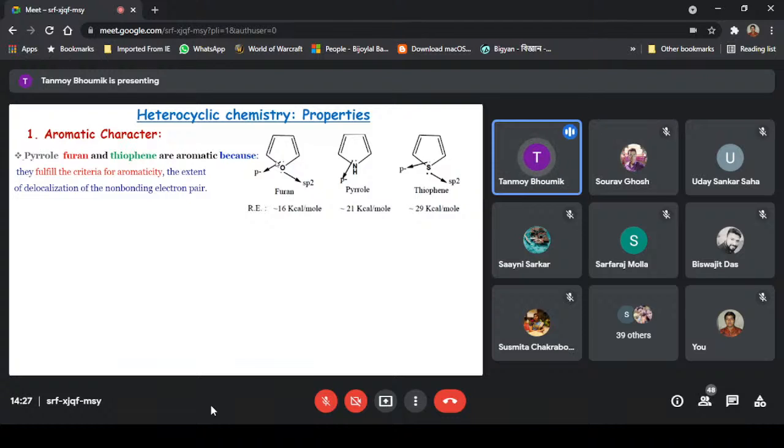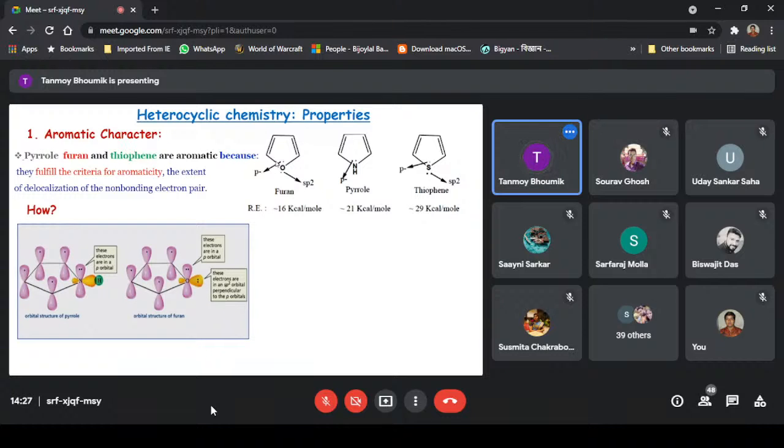Similarly, pyrrole is also an aromatic compound, and thiophene is also an aromatic compound. But the resonance energy is different for these compounds. The highest resonance energy is for thiophene, then pyrrole, and then furan. Why does this happen?